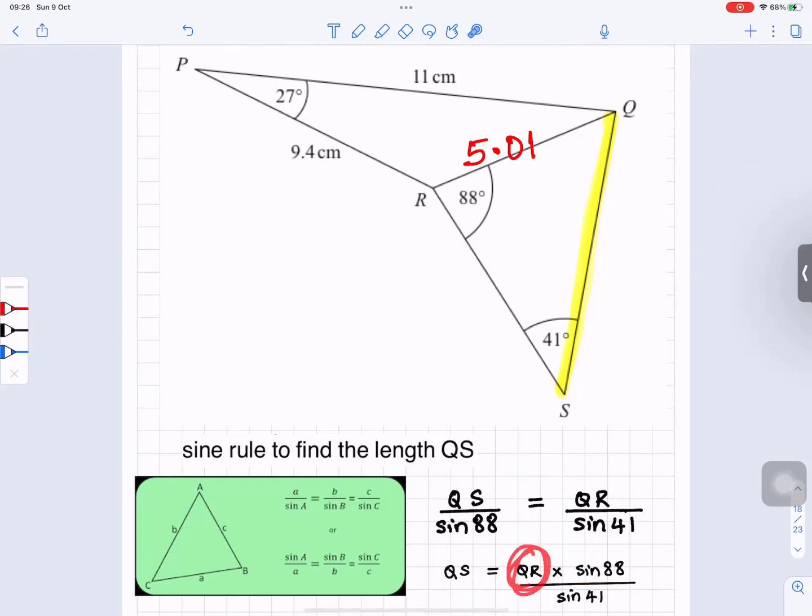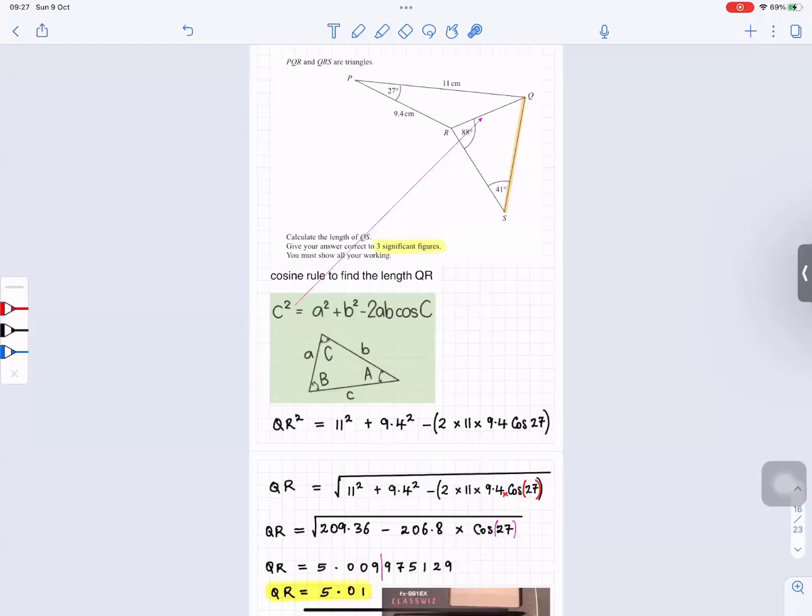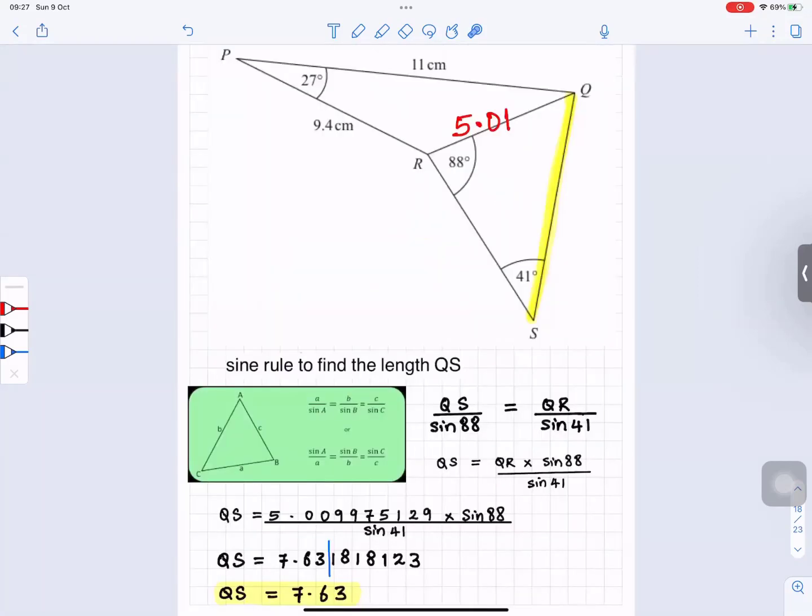Now you substitute the value for QR. So I'm using the whole value for QR because I only round up at the end. Times sine 88 divided by sine 41. You put that in your calculator, you get QS to be 7.631818123. Round it to 3 significant figures. Put a line after the third number, and that would give you 7.63. That's the first part of the question, to find QR. And that's the second part, to find QS.